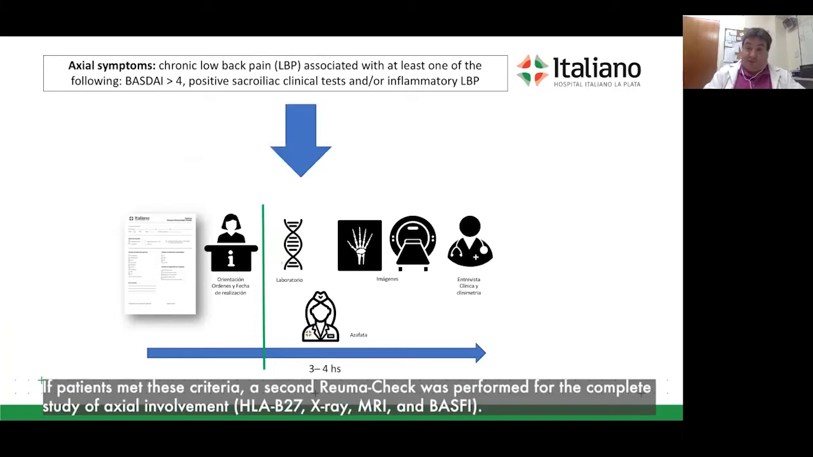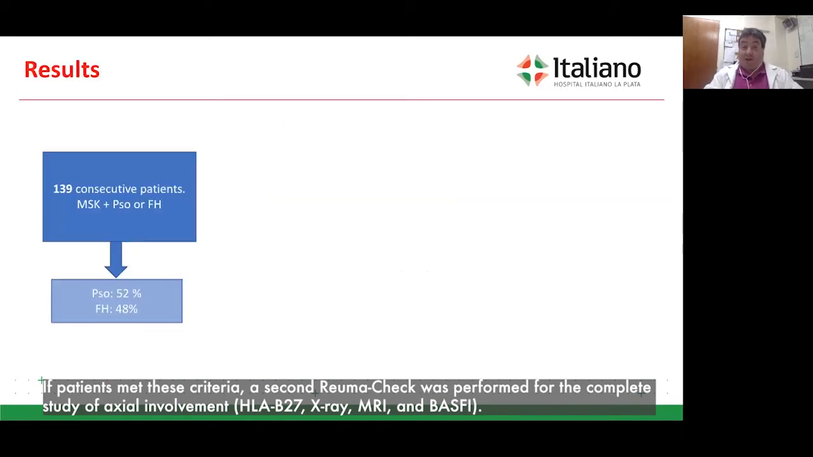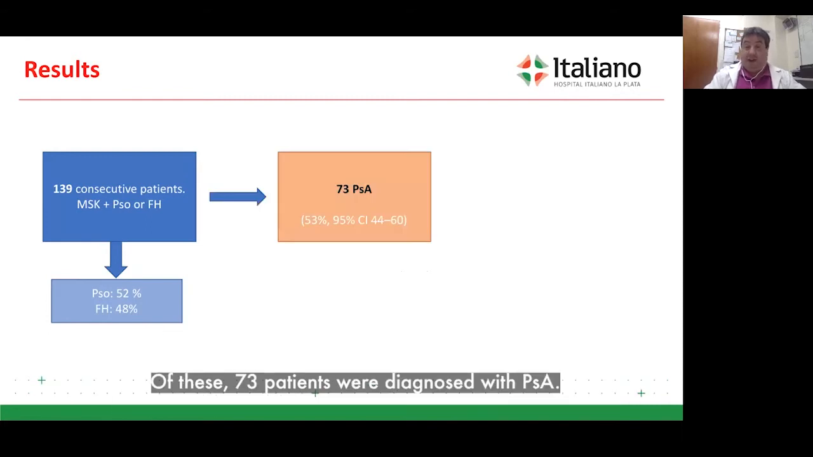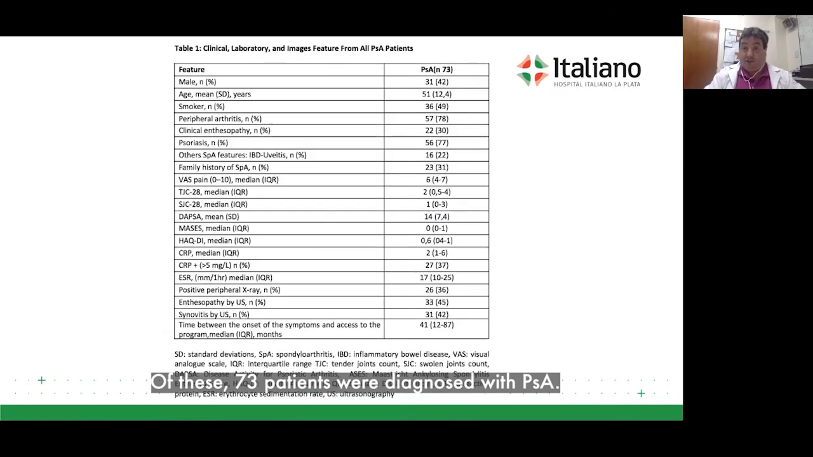If the patient met these criteria, a second Ruta check was performed for the complete study of axial involvement, for example, HLA-B27, X-ray, MRI, and others. A total of 139 consecutive patients with musculoskeletal symptoms plus PCO or family history were admitted. Of these, 73 patients were diagnosed with psoriatic arthritis.